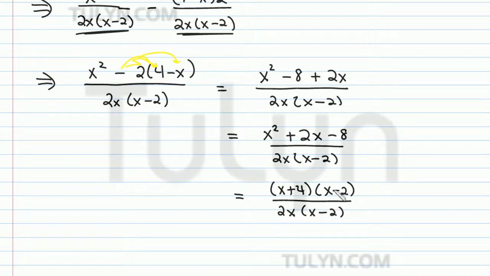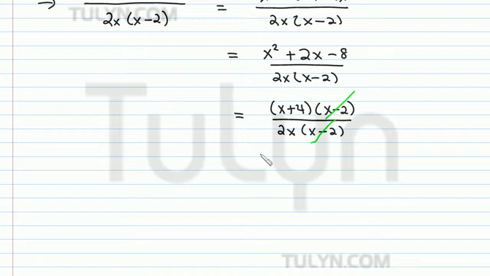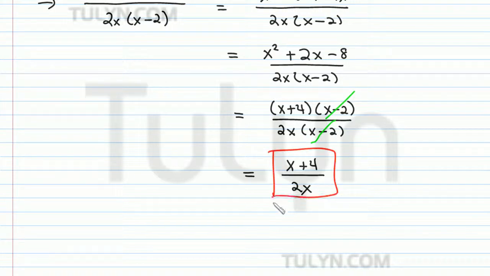And then the final step, notice that there's an x minus 2 in the numerator and the denominator that we can cancel out. So our final result is x plus 4 over 2x. And since there's nothing else we can do to reduce, this is the final answer.